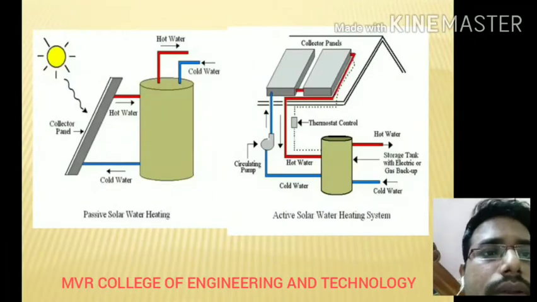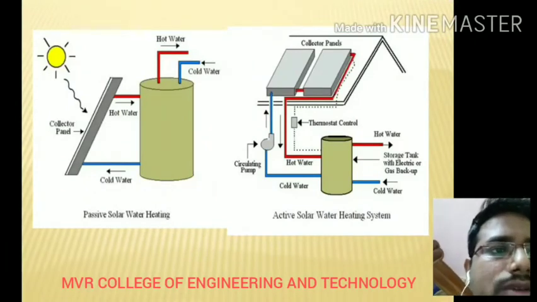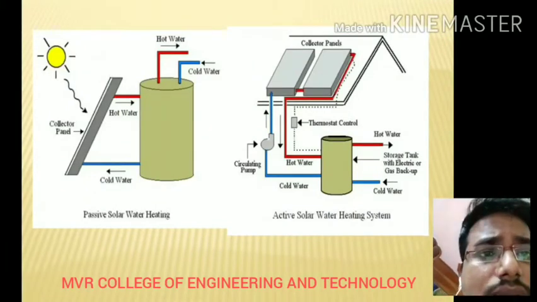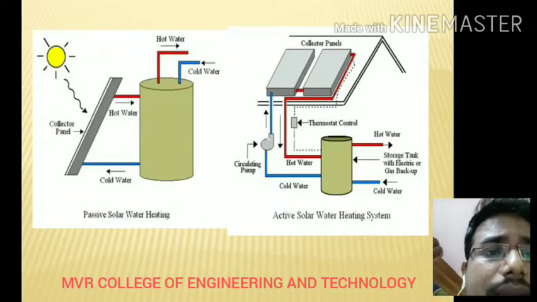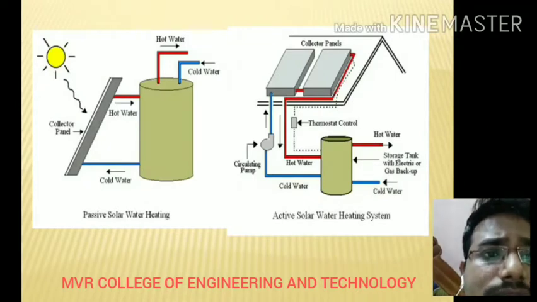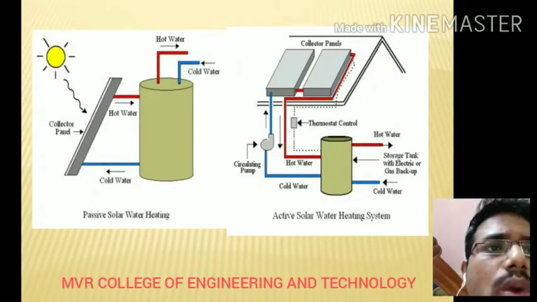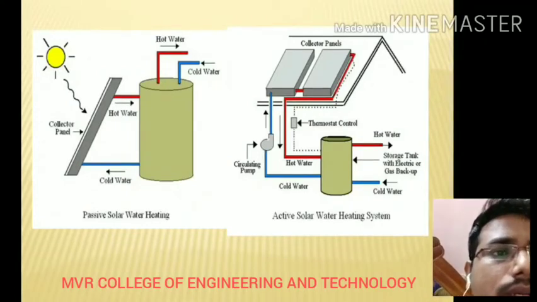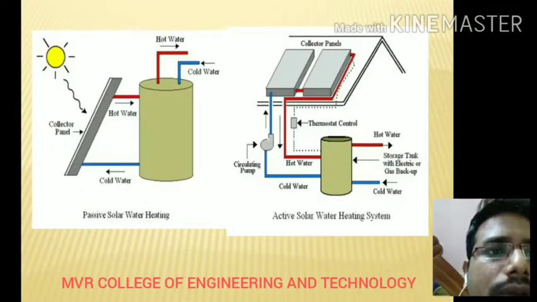So here you can see the passive solar heating and active solar heating. Here you can see this collector panel. From the collector panel the cold water will get inside and the hot water will come outside. The blue marking represents the cold water and the red represents the hot water. So the cold water will come inside and the hot water will go outside. Like this, passive solar heating will be used for your home purpose.